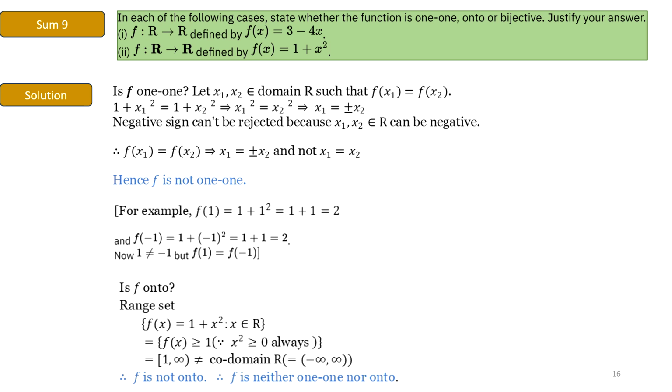f cannot be an onto function either. This is because the range of f is always greater than 0, as x square plus 1 is always greater than 0. Negative numbers in the codomain will not have any preimage in the domain, and hence f is not an onto function.